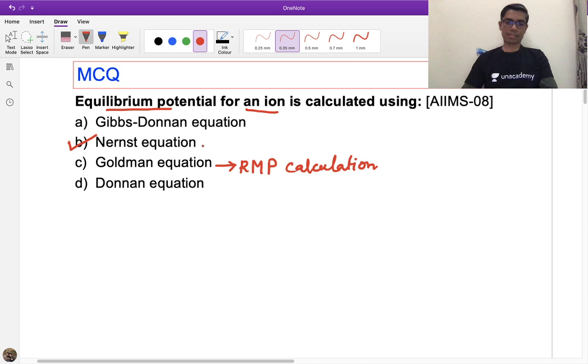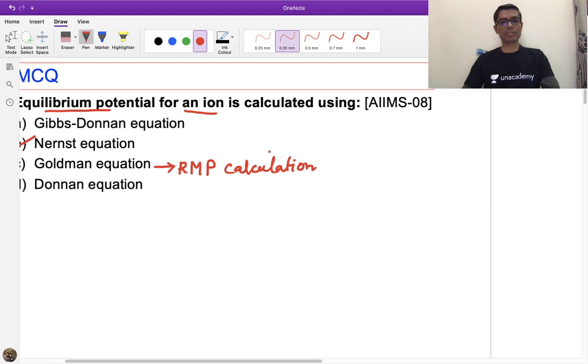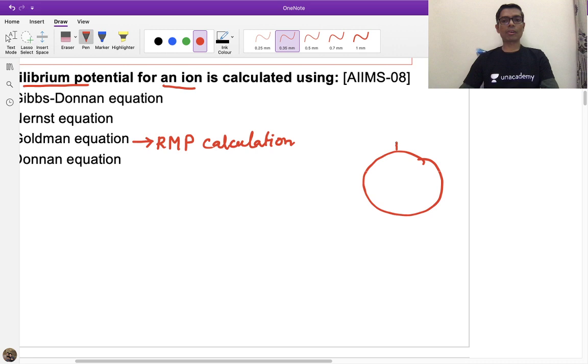Now, what is this equilibrium potential? Let's try to understand first. Suppose I have a cell like this, and on this cell there is an ion channel here. Suppose this ion channel is a potassium ion channel and the cell is in a resting condition. In resting condition, if any ion channel is open, then that kind of ion channel is known as a leak ion channel. Leak means there will always be leaking of some ion, although the cell is in resting condition or in any condition. We all know the potassium concentration is high inside the cell. So through this leak channel, potassium will go out of the cell because of the concentration gradient.